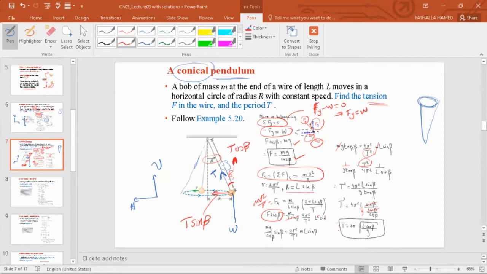So if you take t, which is the square root of t squared, it will give you the square root of 4 pi squared, which is 2 pi, square root of L cosine beta over g. And now this is the period of the conical pendulum here. So you got your force and you got the period t. Is this clear? Any question on this?